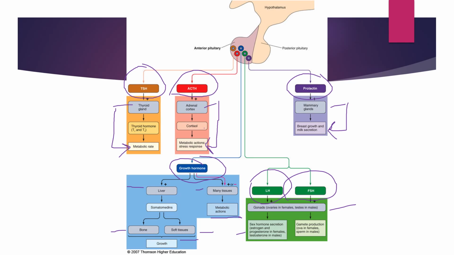Now, follicle stimulating hormone is important for producing gametes and for stimulating estrogen production in females. And so this too is going to be stimulated by gonadotropin-releasing hormone, and it will be inhibited by sex steroids such as estrogen and testosterone within the body.